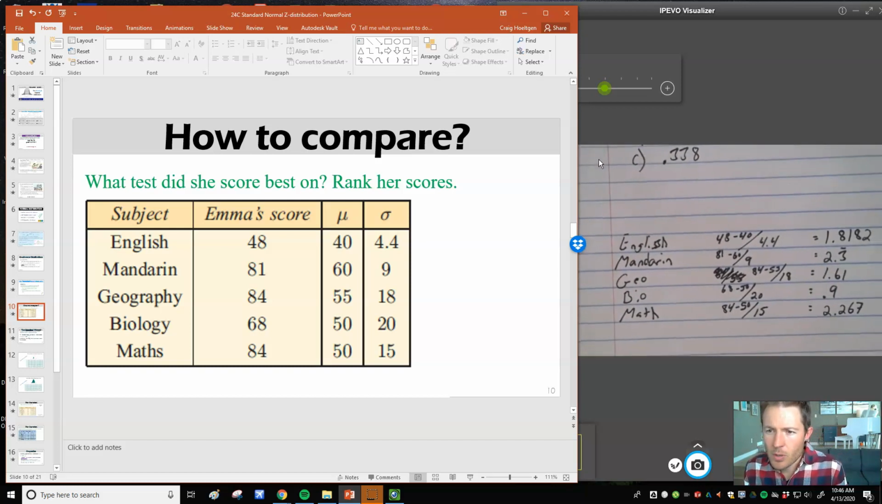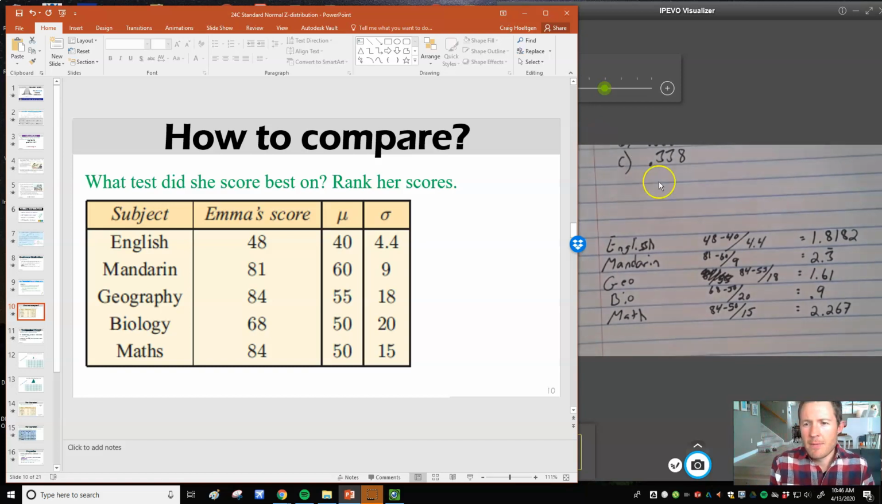Okay, so for the English class, if you take the score minus the mean, divide by the standard deviation, you get that. And we repeat that for all of these. Take the score minus the mean, so you get the distance between those two, divide by the standard deviation, you get that. And we continue on, score minus mean, divided by standard deviation. That's a huge standard deviation. 68 minus 50 divided by 20, you get 0.9, and same for math.